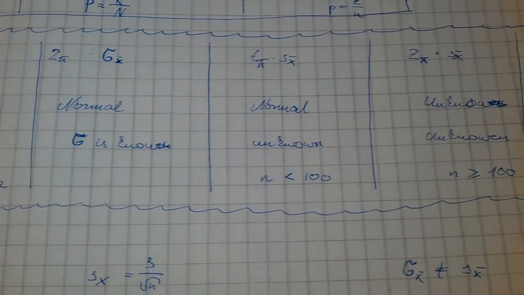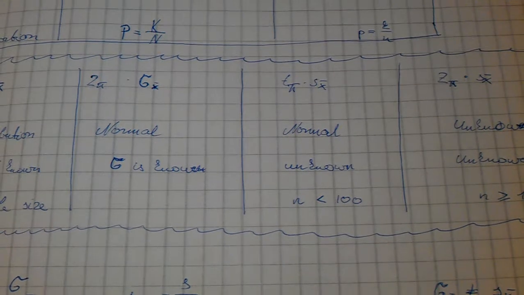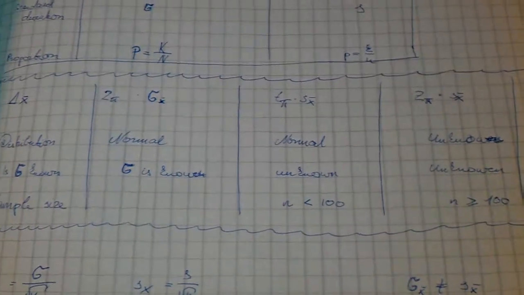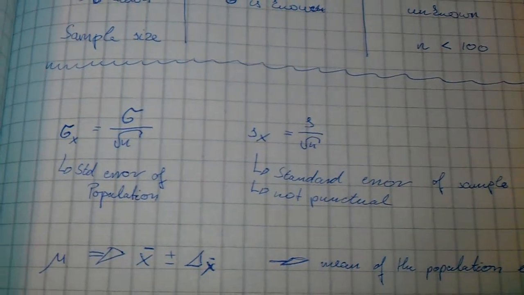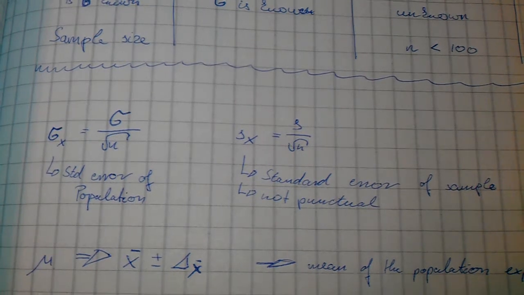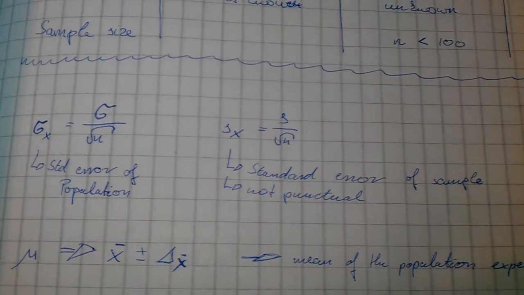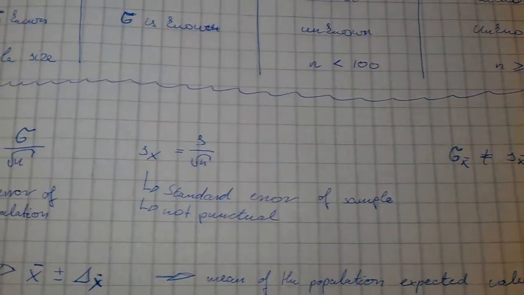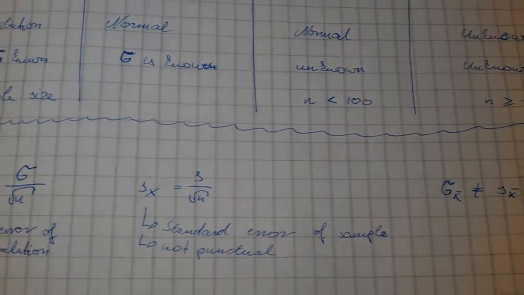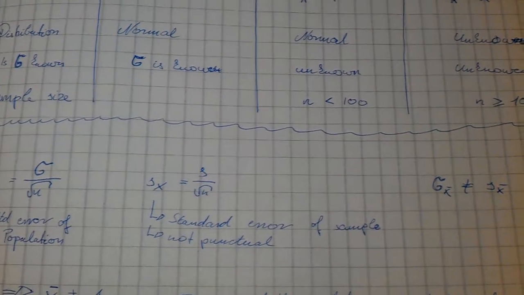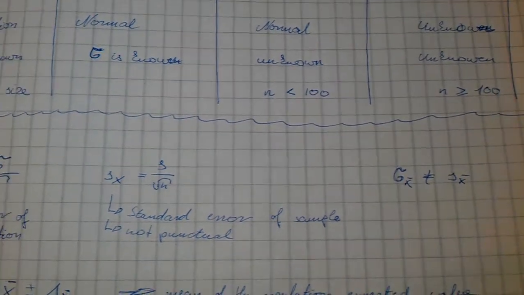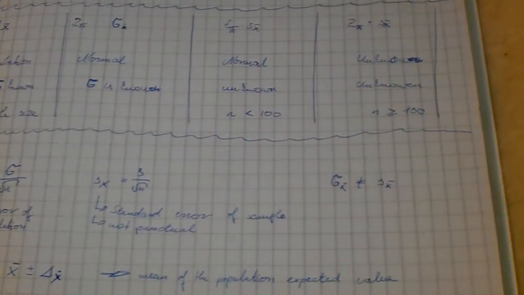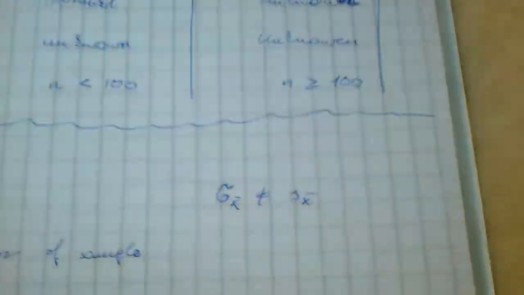Then here is the standard error, which we can calculate. That was sigma and the x. Then we calculate the standard error like this: sigma over square root of n, and that was the standard error of the population. The standard error of samples is calculated like S over square root of n. But this is not an exact number, and the standard error of the population and the standard error of the sample are not equal.